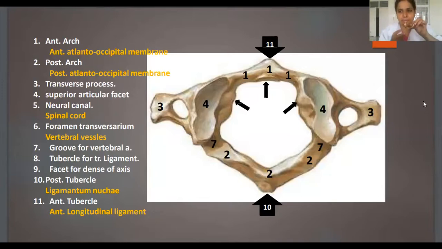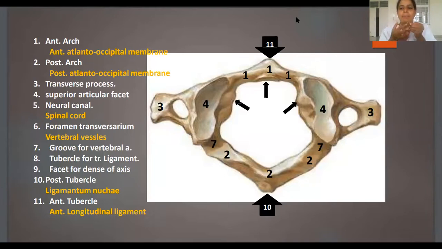See, I told you this is the anterior arch, right? Anterior arch. This is the anterior tubercle. Then these are the superior articular facets. You can see the shaded ones are the superior articular facets. These are the transverse processes. Adjacent to that you have the transverse foramen, isn't it? For the passage of the vertebral artery.